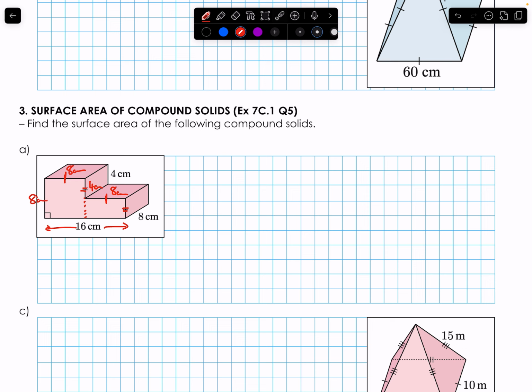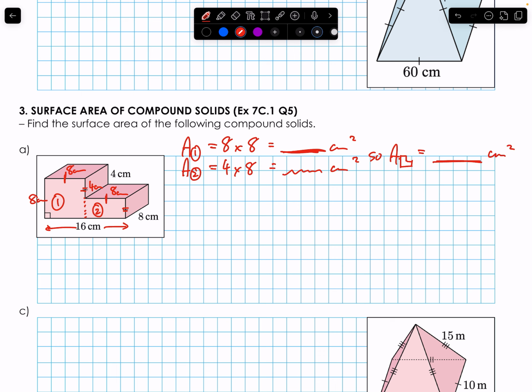So there's a whole bunch of rectangles here. Okay, I'm going to number this one and this one. Area of 1 is going to be 8 by 8 equals something square centimeters. Please find that on your calculator. Area 2 is going to be 4 times by 8, which is something else. So area of the L shape is going to be, you need to add those two together, square centimeters. Okay, that's going to give you the area of this thing.